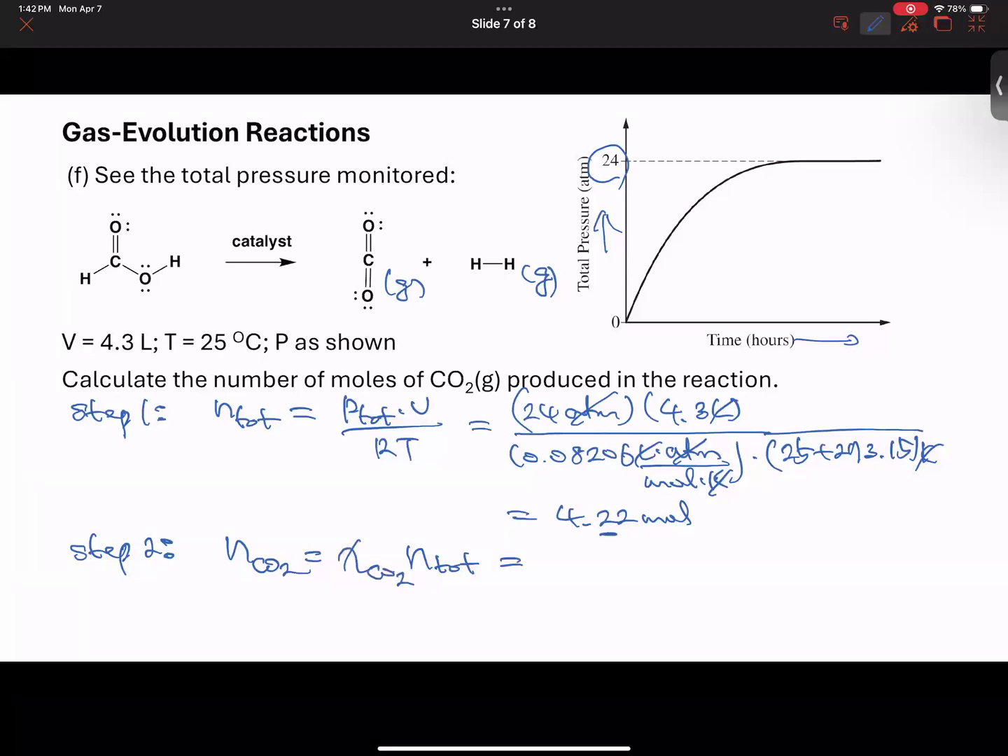In this case, 1 mole of decomposition of methanoic acid produces 1 mole of carbon dioxide and 1 mole of hydrogen gas, from the balanced chemical equation. Then the mole fraction is 1 over 2, because both of them generate the same number of moles. So it is now 1/2 times 4.22 mole. The answer is 2.11 mole. When you consider significant figures, the final answer is 2.1 mole.